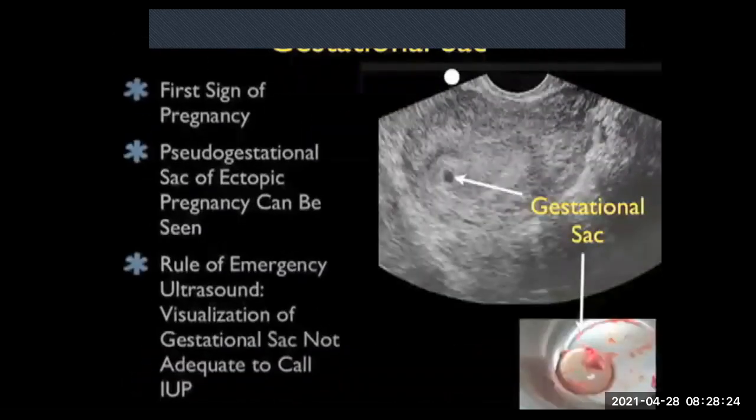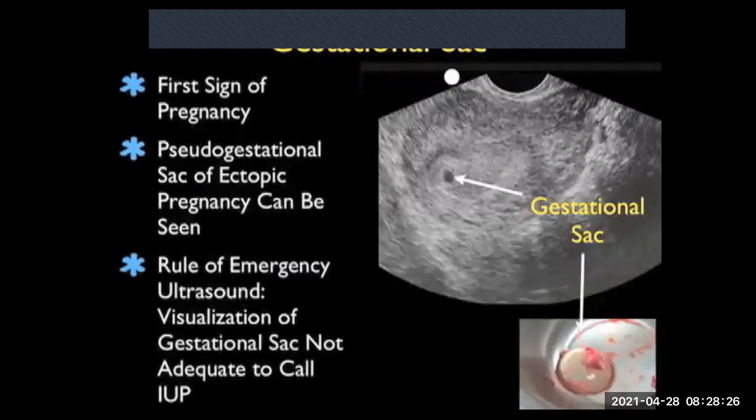The first finding that will occur during an intrauterine pregnancy is going to be a gestational sac, and as we see here in the ultrasound picture to the right, it's a small round circle that's dark or hypoechoic in relation to the rest of the uterus. We actually see a gestational sac below that came out of a patient.